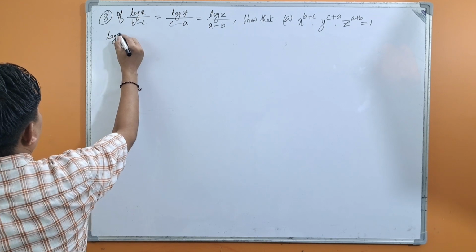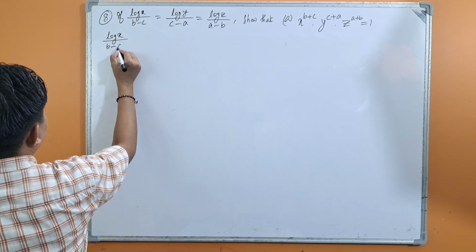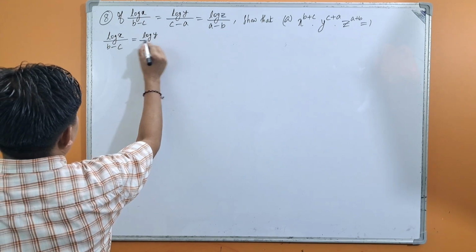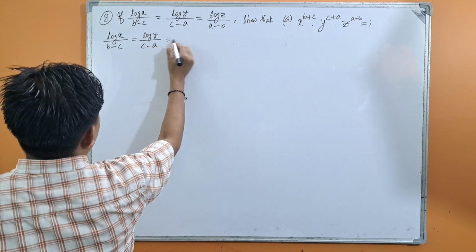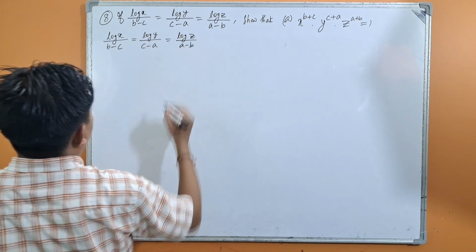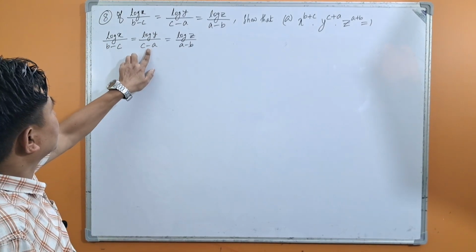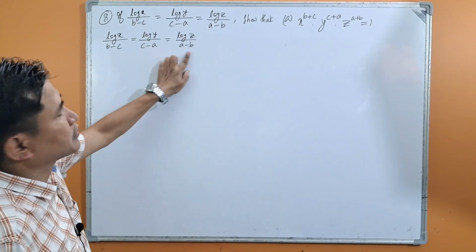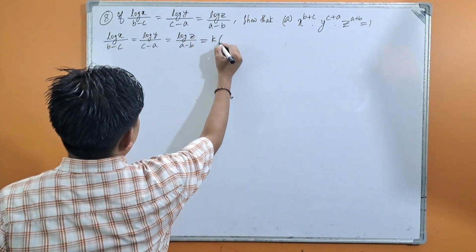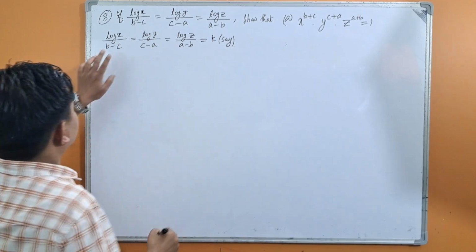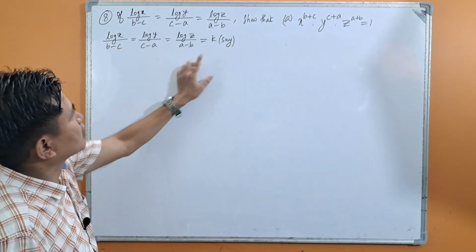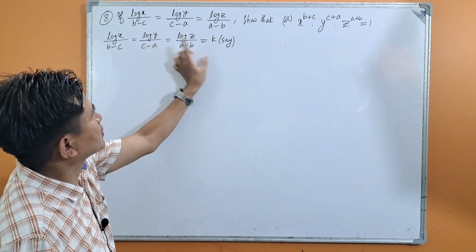Log x upon b minus c equal to log y upon c minus a equal to log z upon a minus b. This is equal to this and this is equal to this. All these three terms are equal to each other, isn't it? So now let us suppose this is equal to k. Now this is equal to this and this is equal to this and this is equal to k. So that means this is equal to k, this is equal to k and this is equal to k.